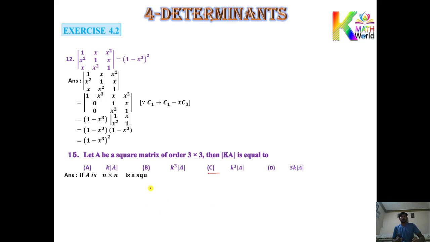You can see that. We have a note: if A is an n by n square matrix, then determinant of kA equals, this order will move in the power and the scalar will be outside, so you got k raised to n into determinant of A. Okay, see the next question.